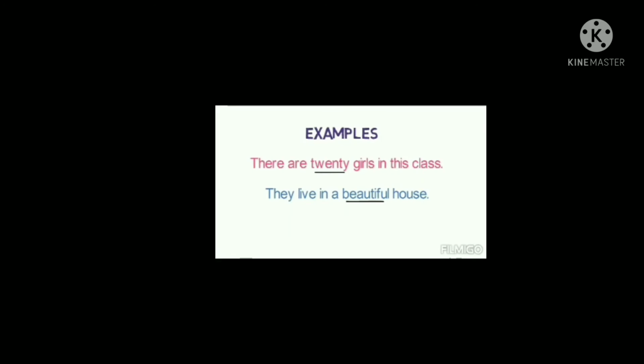Let's look into the last example. Ben is an adorable baby. Here adorable is describing the quality of the baby. So adorable is an adjective. Please note one important thing.